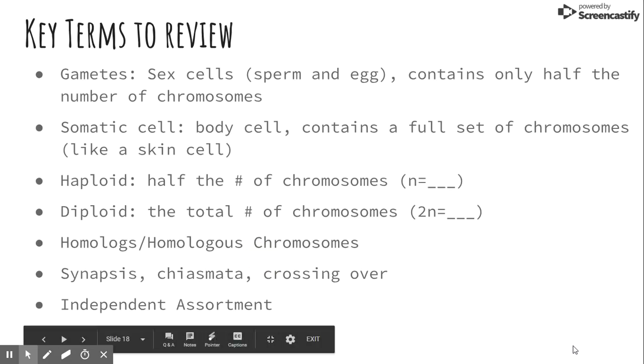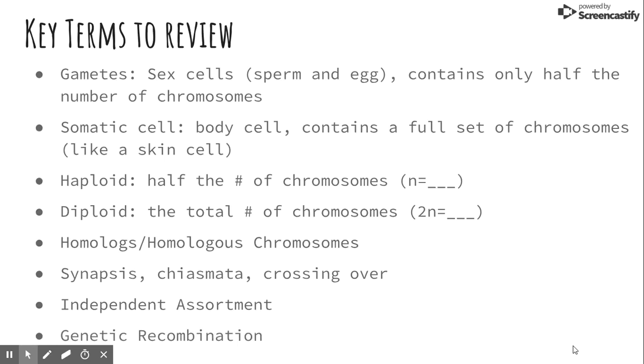These are some terms to be familiar with. So we have gametes. These are sex cells. They contain half the number of chromosomes, so that means they're haploid. We have somatic cells, which are body cells. They contain a full set of chromosomes. We call them diploid.